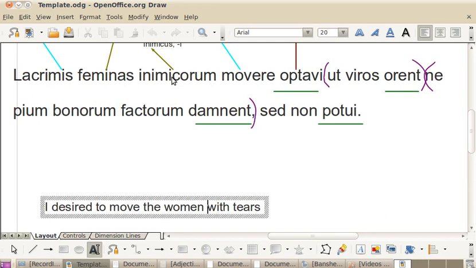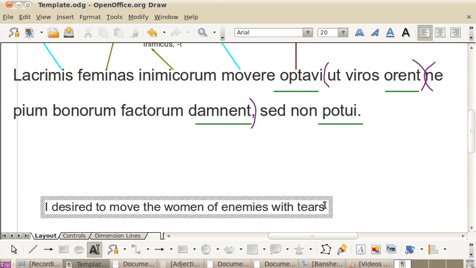So all we do is, beside women, write the preposition of, and inimicus means enemy, so in the genitive plural it would be enemies. So I desire to move the women of the enemies with tears. So there is our first main idea taken care of.